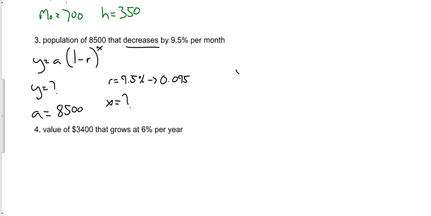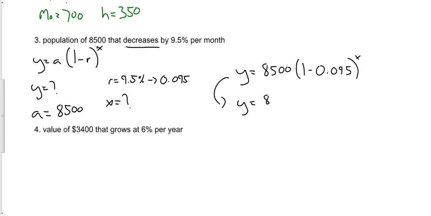So our final formula will be y is equal to 8,500 times 1 minus 0.095 to the exponent x. Now this we can simplify. We can do that operation that's in the brackets. Okay, and I can do 1 minus 0.095. That's going to give me 0.905 to the exponent x.